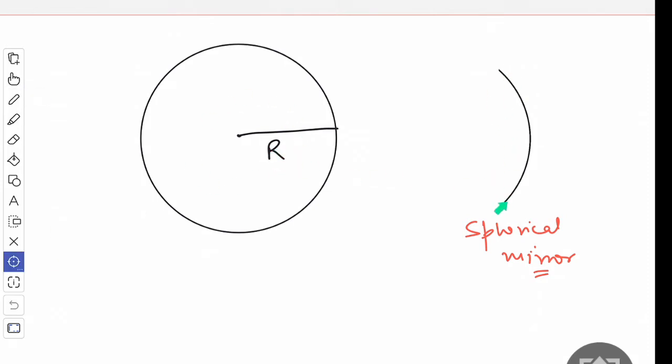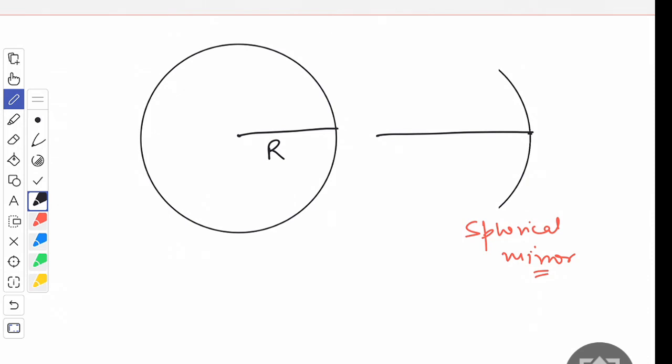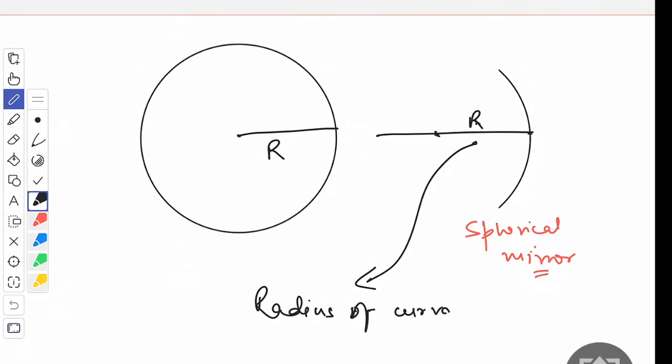Now here, if I have only a part of the mirror, we call this r also radius. But since we don't have a sphere, we can't say radius of sphere. We'll say radius of curvature. Once again, the same r. I'll draw a line from the center. So this distance r, with this r, is called the radius of curvature.